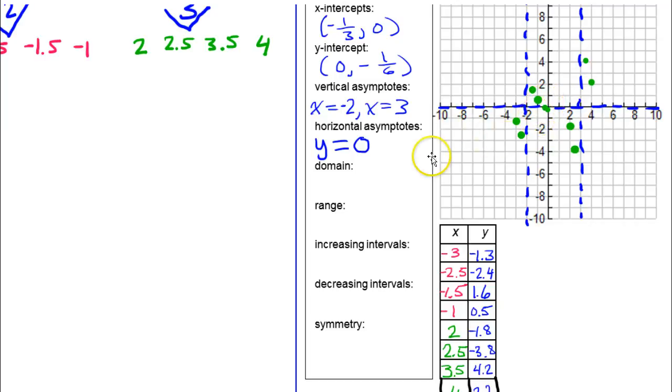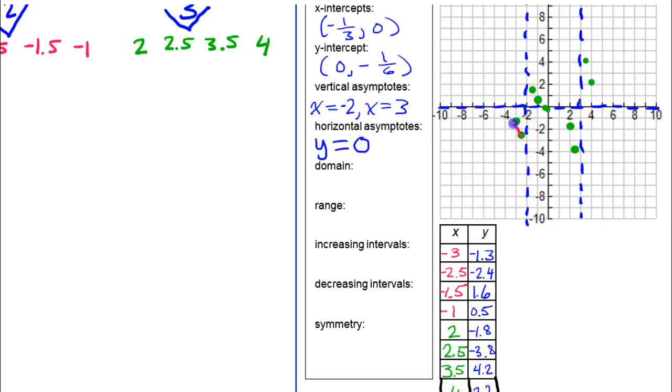So looking at these dots, I need to figure out how the graph is going. So for example, looking at these 2 dots over here, I know the curve has to approach the horizontal asymptote as I go to the left. So as I go through these 2 points, I know it's got to approach the horizontal asymptote, so it's got to go like that.